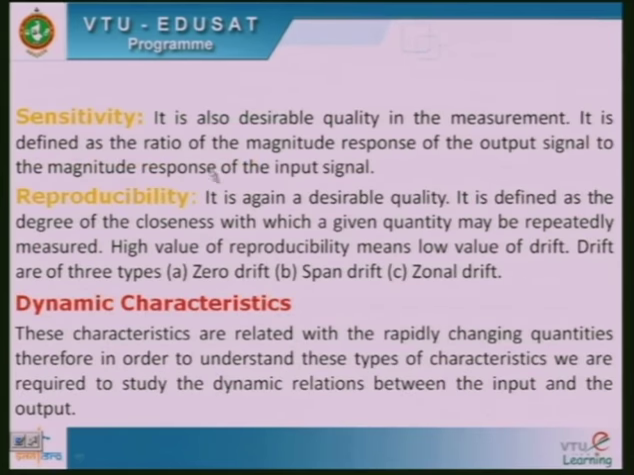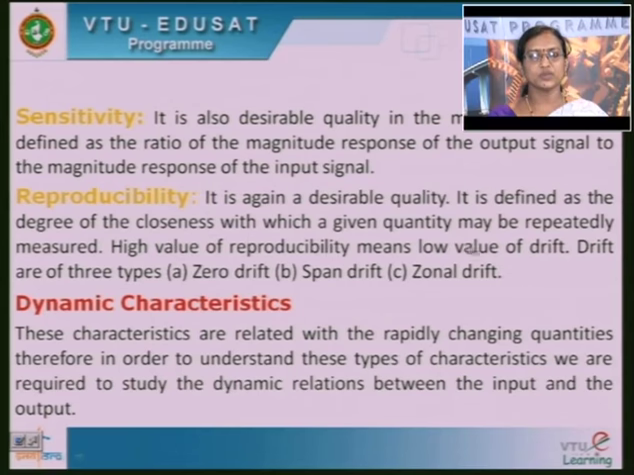Sensitivity is also a desirable quality in measurement. It is defined as the ratio of the magnitude response of the output signal to the magnitude response of the input signal. Now, what is reproducibility? It is defined as the degree of closeness with which a given quantity may be repeatedly measured. A high value of reproducibility means a low value of drift. Drift is of three types: zero drift, span drift and zonal drift.